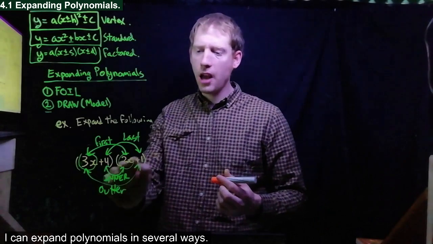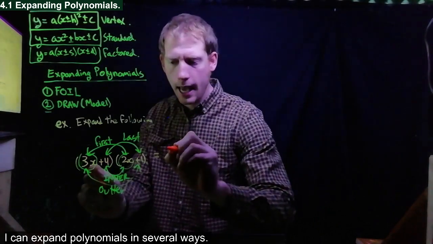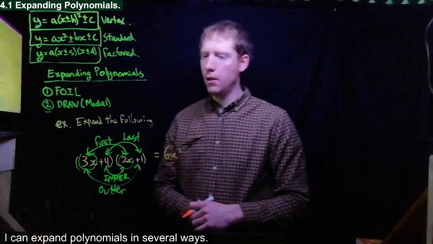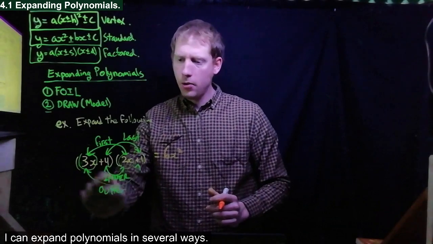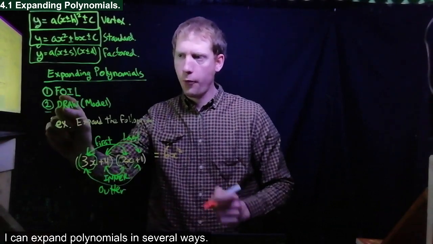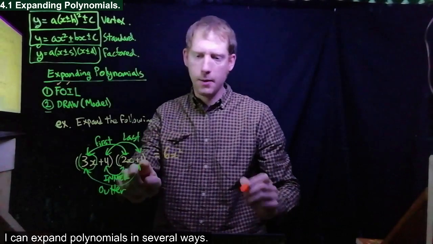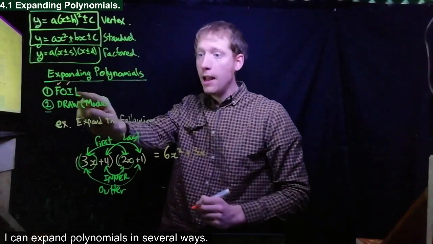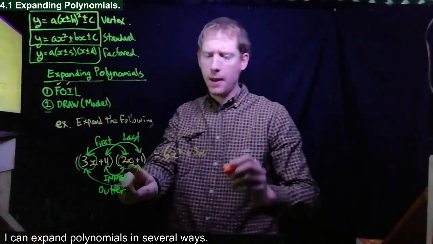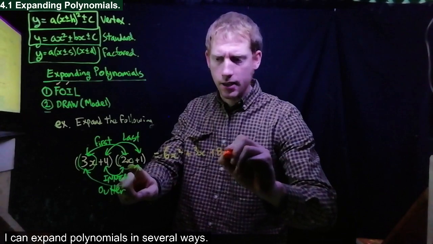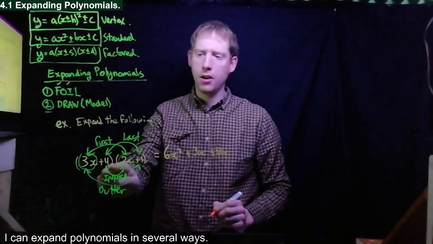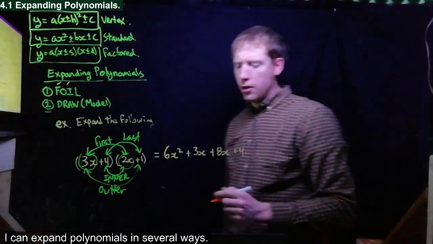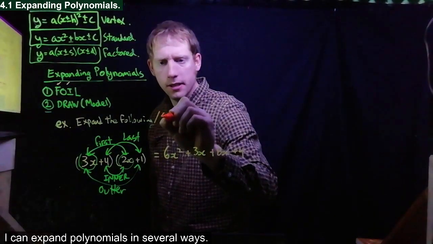Let's do it. First, you go 3x times 2x, you're going to get 6x squared. Then you do outer. We have to follow FOIL, so we did the first. Outer is 3x times 1, so you're going to plus 3x. Inner, 4 times 2x, you're going to get plus 8x. And then last, you're going to go 4 times 1, you're going to plus 4. So that's expanded. So first, you expand, and then you need to simplify.